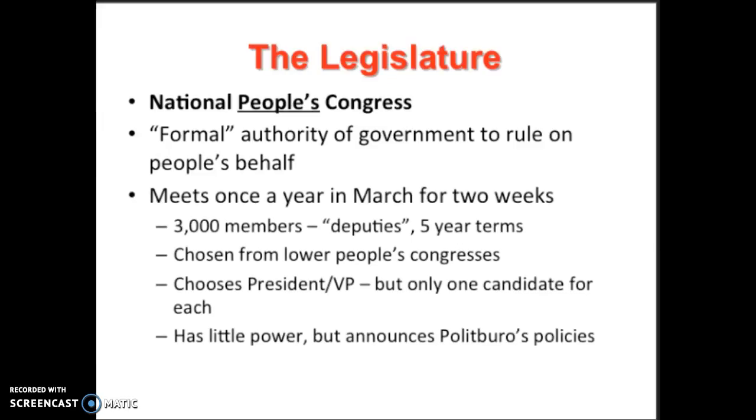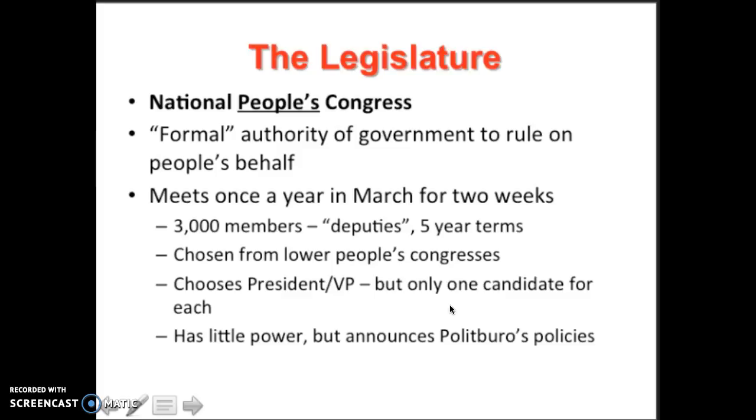It meets once a year, and here's the thing, this is what makes them super weak and not really a major player in the Chinese political system. There are 3,000 people who serve on the National People's Congress. They're called deputies. They serve for 5 years. They're chosen from the lower people's congresses, so again, they're chosen by the provincial people's congresses. They have very limited power.